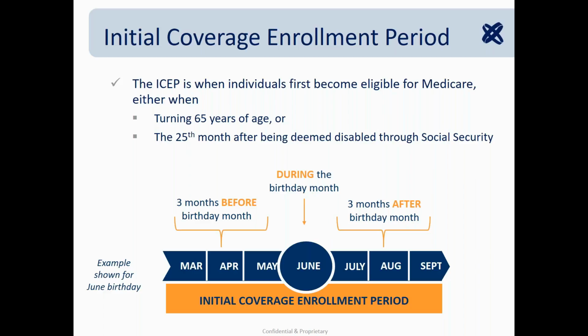So let's assume your birthday is in June. You could apply 3 months prior, so you could sign up for March, April, May, and June, and then 3 months after, which would be July, August, and September. That's if your birthday is in the month of June.